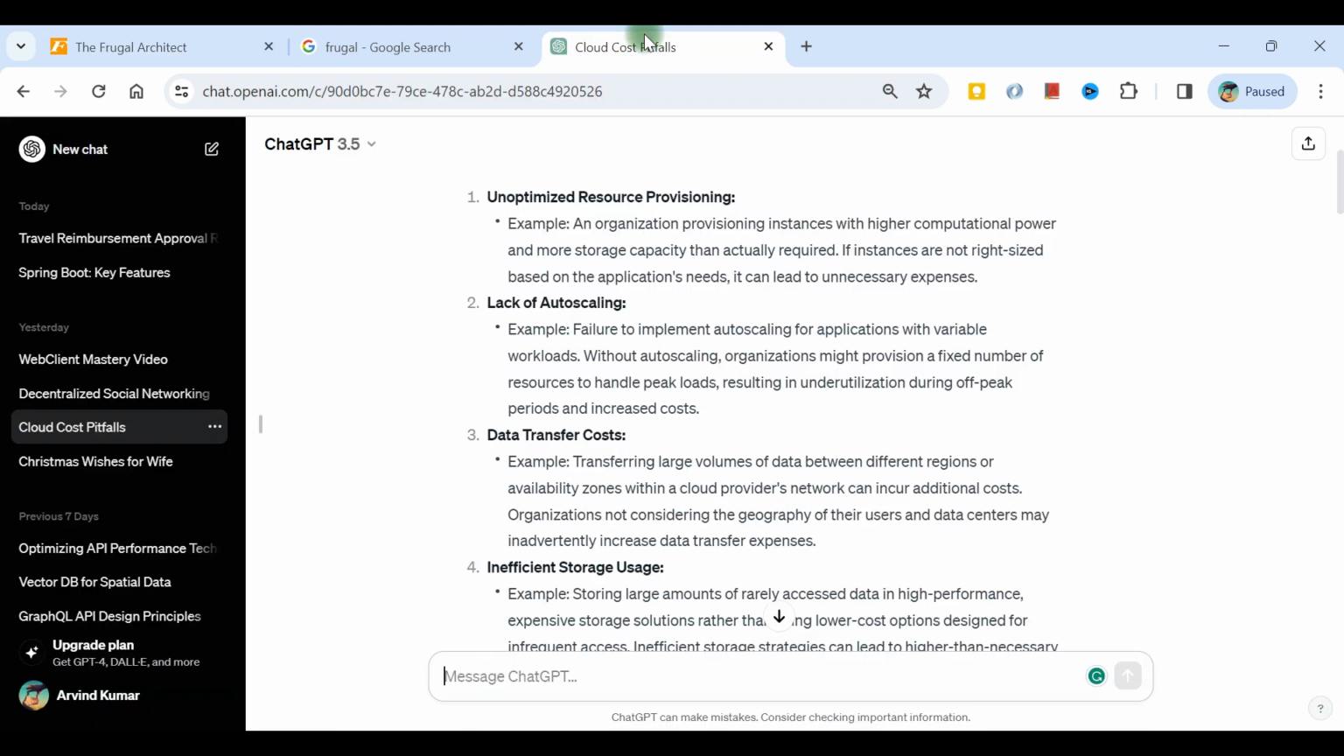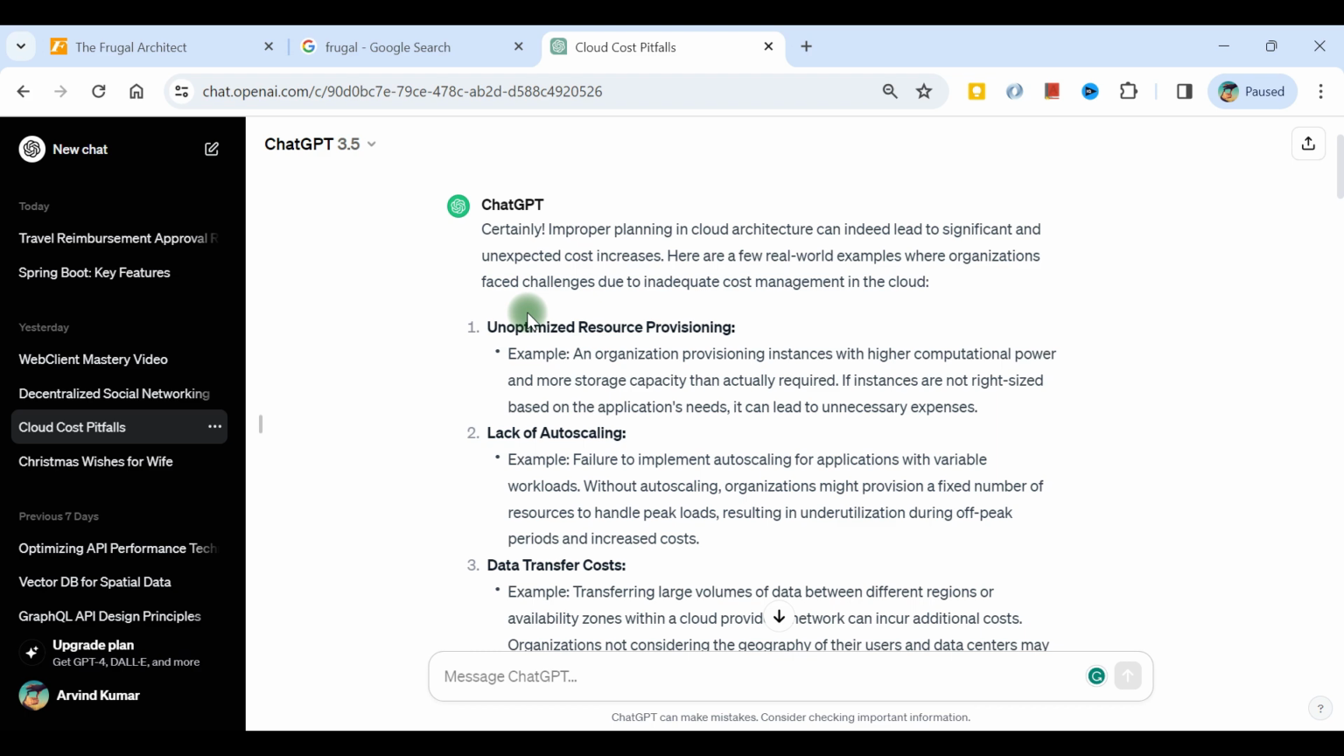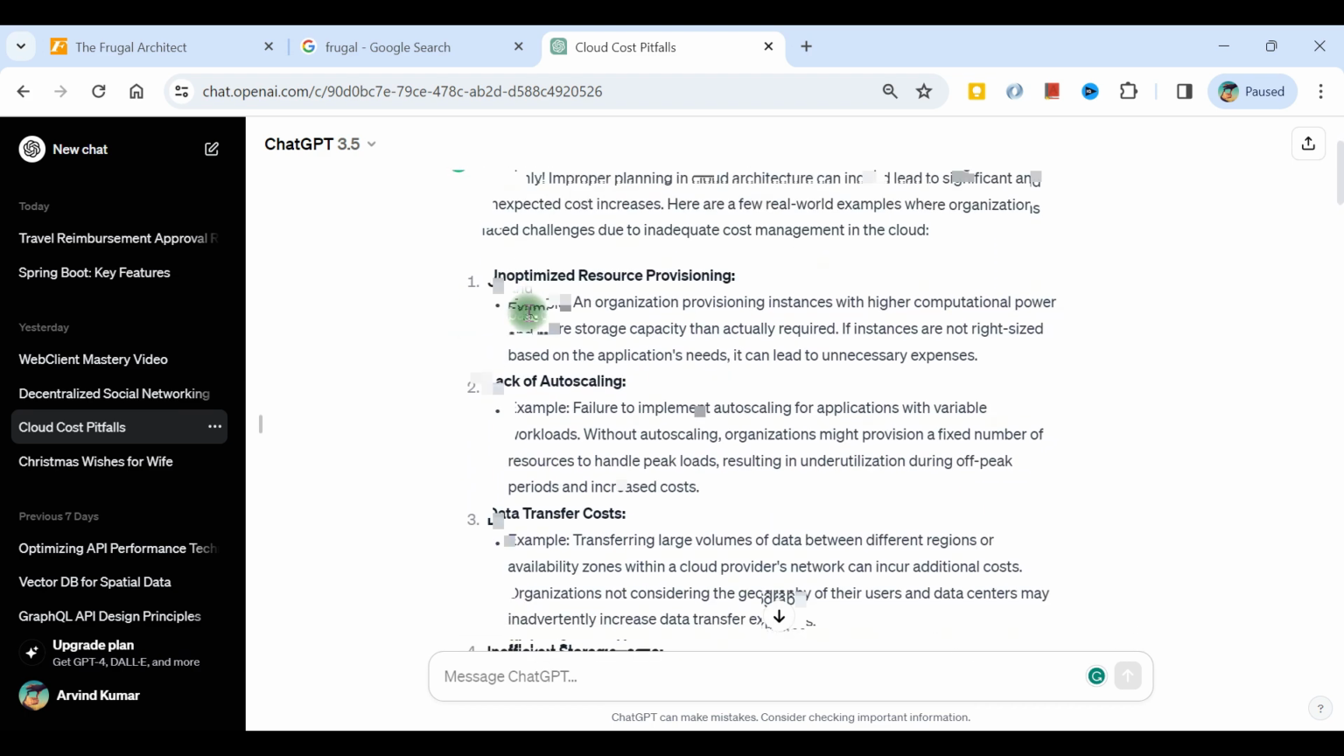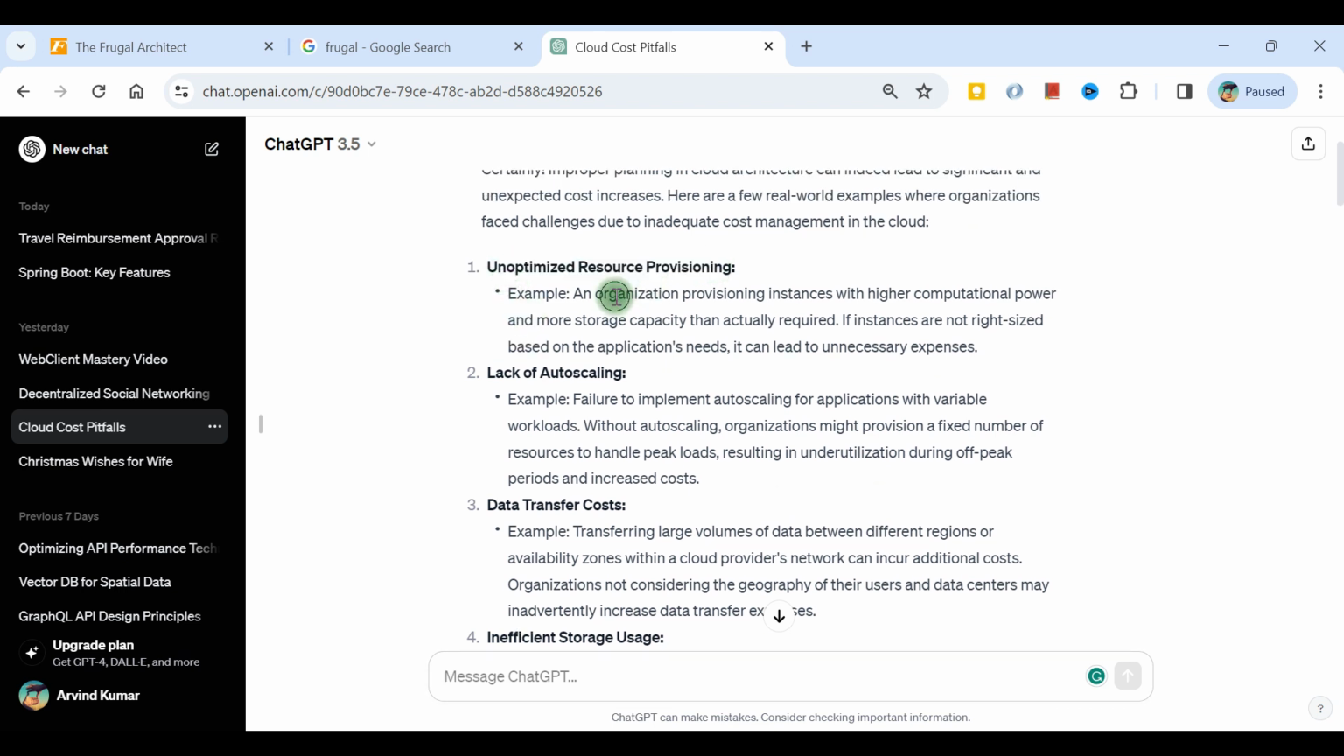So I asked ChatGPT, and it has given me some generic reasons that apply in our use cases as well. Let's see. First reason, it is saying, is unoptimized resource provisioning. Example: an organization provisioning instances with higher computational power and more storage capacity than actually required. If instances are not right sized based on the application's needs, it can lead to unnecessary expenses. So how do I know whether it is right sized or not? Let's say I have provisioned some resources with a certain capacity. After using them for a month or so, monitor the CPU usage, storage usage and other metrics. If you are using the resource up to that much, keep using it. Otherwise, think about reducing it, right? Why keep that cost unnecessarily?